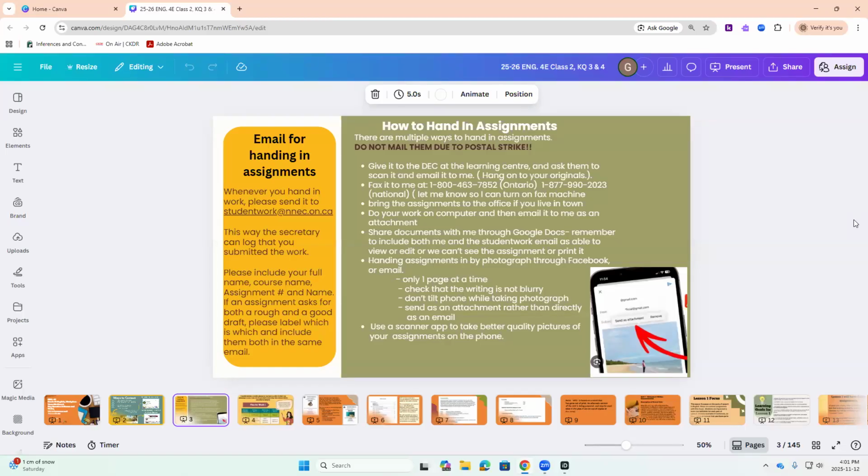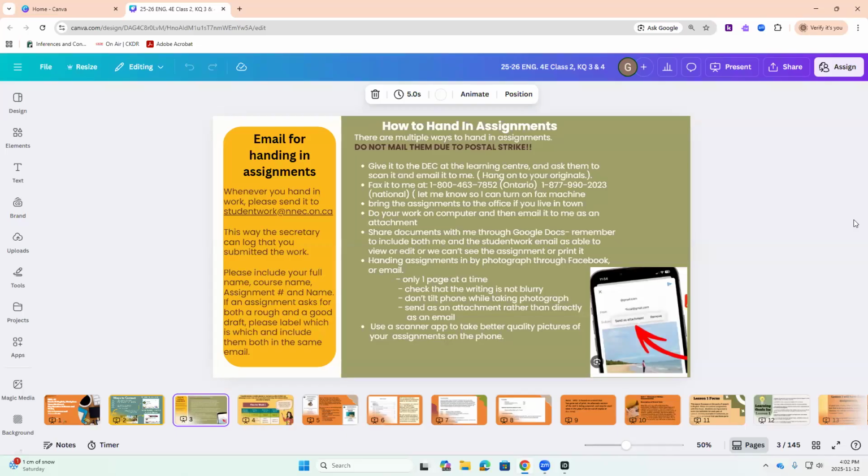When you are handing work in, please make sure that physically on the assignment you have printed or typed your full name, the course name, and the assignment number. If it's a writing assignment and it asks you for a rough draft, a good draft, or a revised draft, make sure you label it, okay? They get marked differently and are often worth a different amount of marks, so I need to know what I'm doing with that.